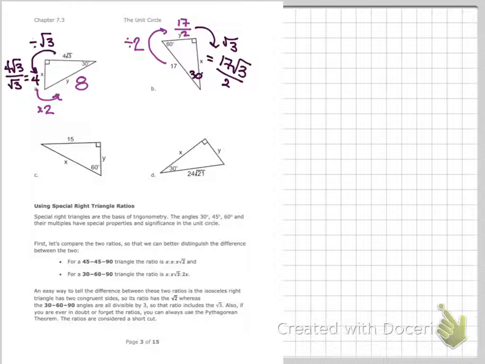Okay, so C, same thing. We've got the long leg. It's opposite the 60. Here's our 30-degree angle, so y again is our short leg. We are going to get from the long leg to the short leg by dividing by the square root of 3. So I'm just going to write it that way, 15 divided by the square root of 3.